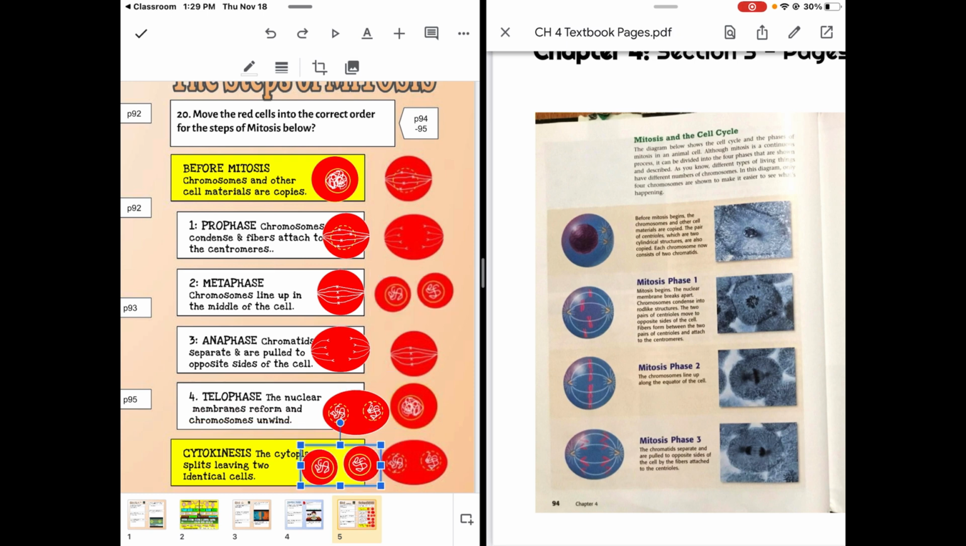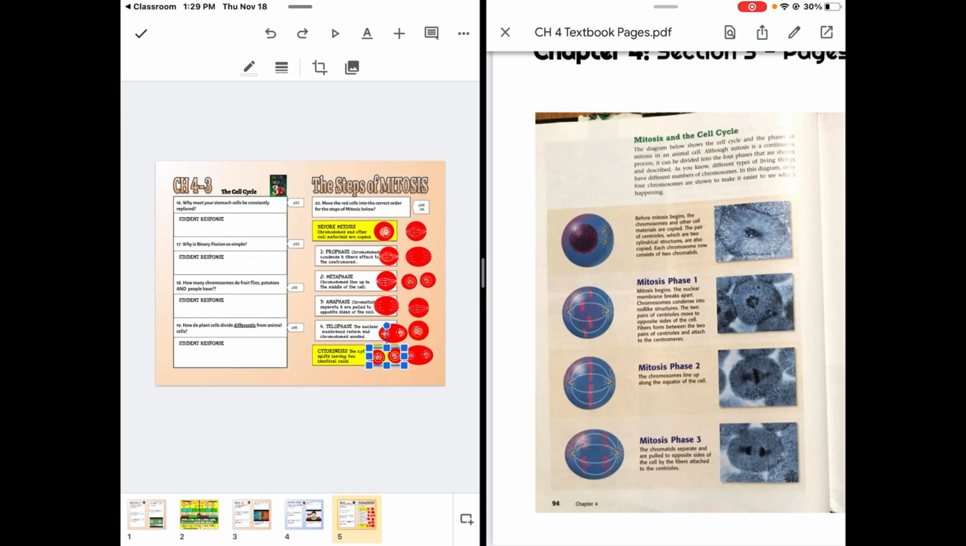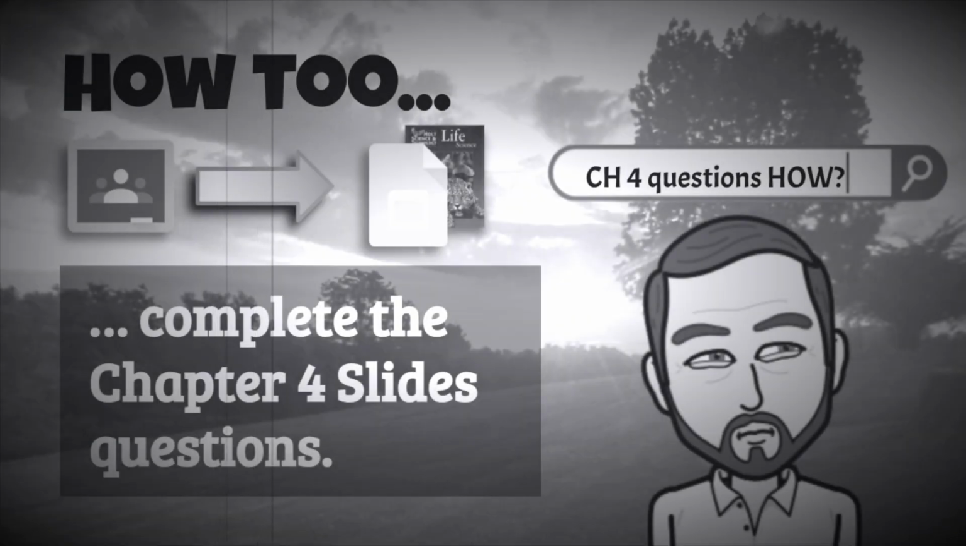So hopefully that makes sense, that you drag the pieces to their appropriate spots. So I basically did that for you. Hopefully you checked these videos. Again, we're doing this all through past Thanksgiving, so this takes a while. I recommend a slide per class day. Email me if you have questions.